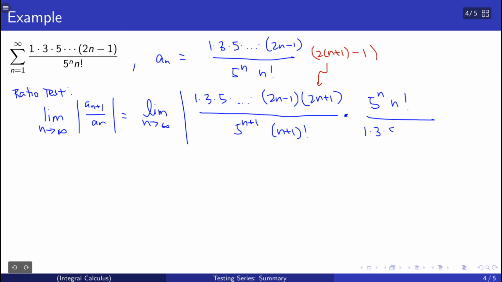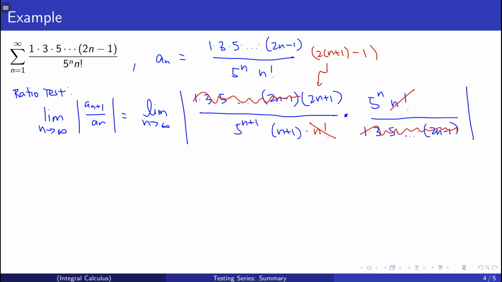So I'm just going to multiply by this term over here. And look what happens. Since I have a factorial, n plus 1 factorial is simply n plus 1 times n factorial, which means this cancels with that whole thing. Also, all these terms cancel with all these terms. 5 to the n plus 1, well, I can cancel out 5 to the n from that, leaving me with just 5 to the first power. So summarizing, on top I just have 2n plus 1. At the bottom I have 5 times n plus 1.